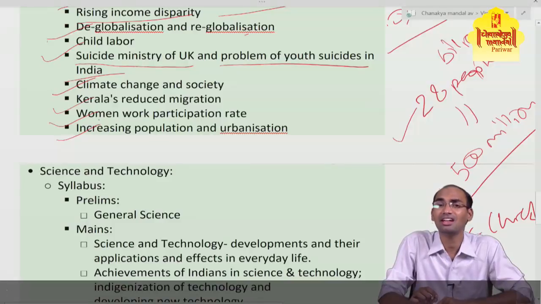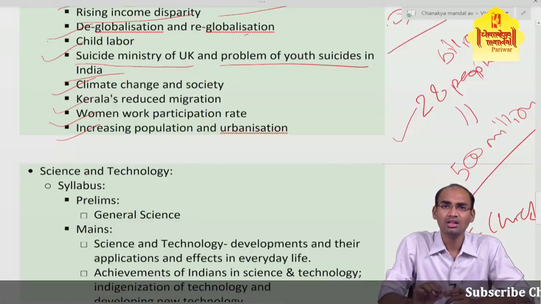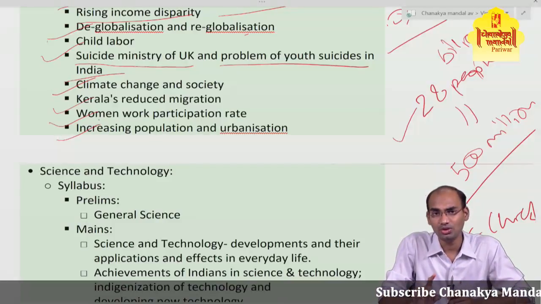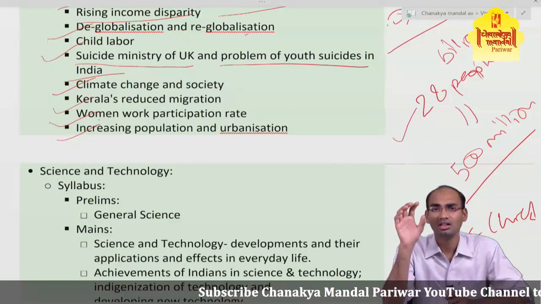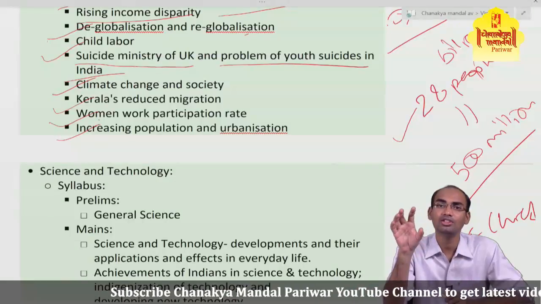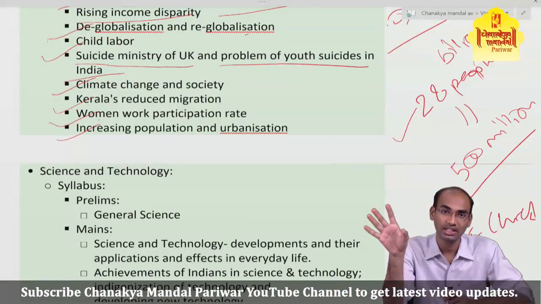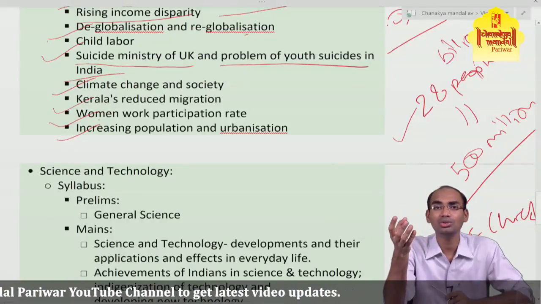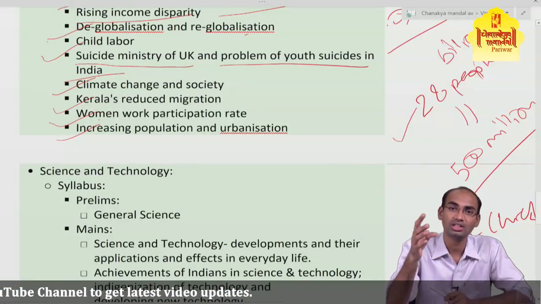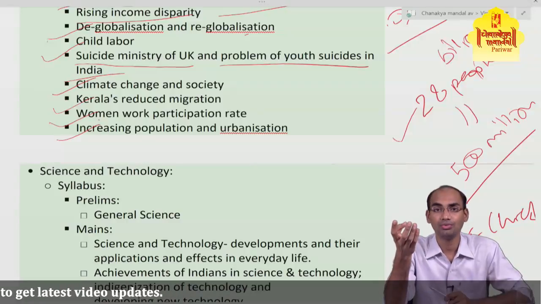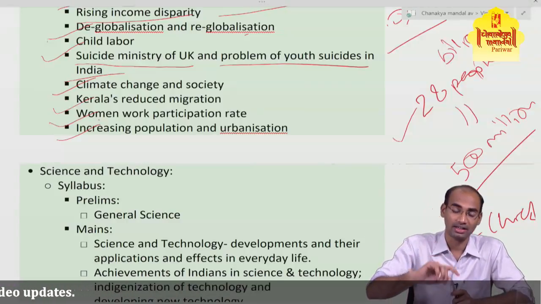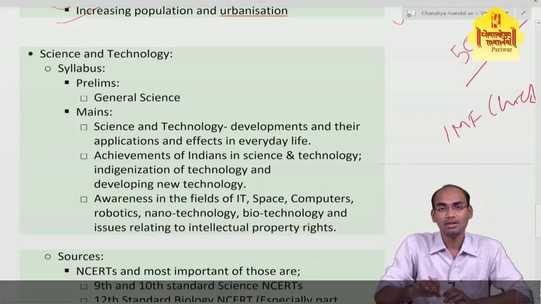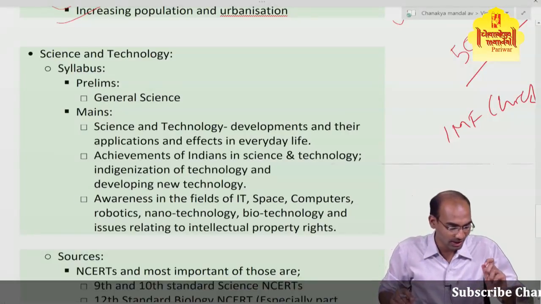Increasing population and urbanization. I told you about that New Delhi fact, right? That New Delhi is going to be the world's most populous city by 2028. This is the fact, and now you have to understand the news behind the news. What are the possible problems which this fact might create? You have to work on that. This is about society and social issues.